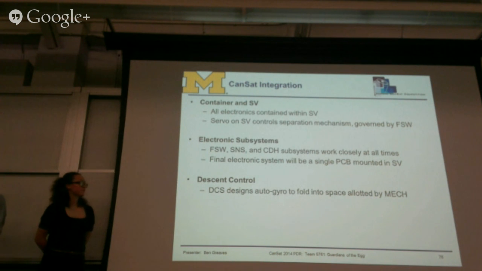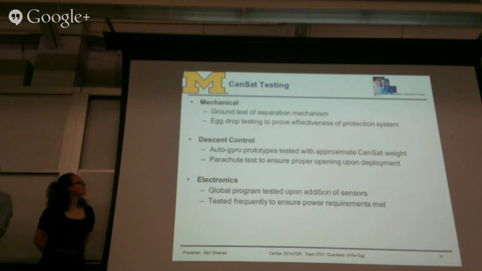The descent control vehicle, obviously, is working on making sure that they have enough space allotted within the device itself in order to make sure that the wings flap up. The mechanical team is making sure that we do not break our egg, working on some stuff with that. Another for the descent control, making sure that the auto gyro prototypes tested are the approximate CanSat weight. And finally, the electronics, having a global program tested upon having all the additional sensors that we'll have.